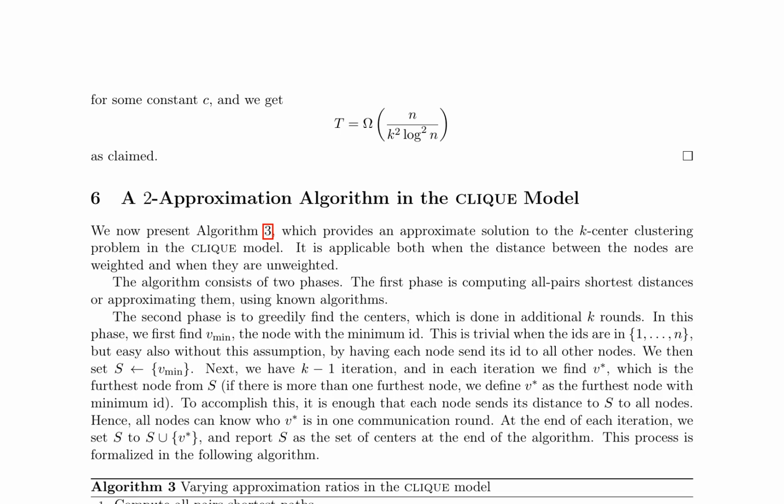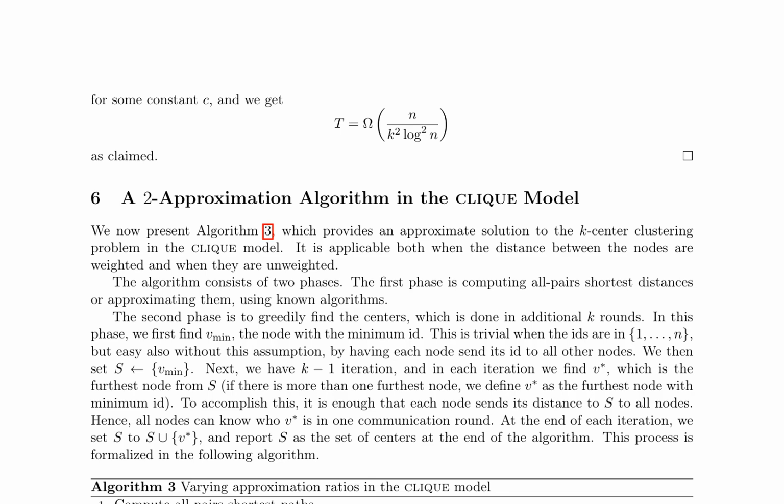In the context of the K-center clustering problem, Algorithm 3 is presented as a two-approximation algorithm in the CLIQUE model. This algorithm consists of two phases, computing all pairs' shortest distances and greedily finding the centers. The first phase can be performed using known algorithms, either exactly or approximately, with the latter providing faster computation times. The second phase involves K-1 iterations, where in each iteration, the furthest node from the current set S is identified and added to it. This process is repeated until S contains K nodes, which are then marked as centers.